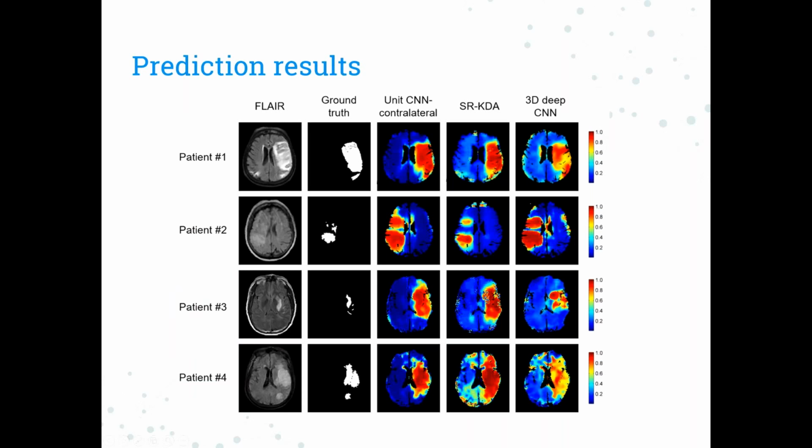So here's what some of the prediction results look like. Patient 1, this is the FLAIR. You use FLAIR post 5 days to see what truly died in the brain, and that's these hyperintense regions. So this was the ground truth. These are what our various methods predicted. So you can see the unit CNN does pretty well.